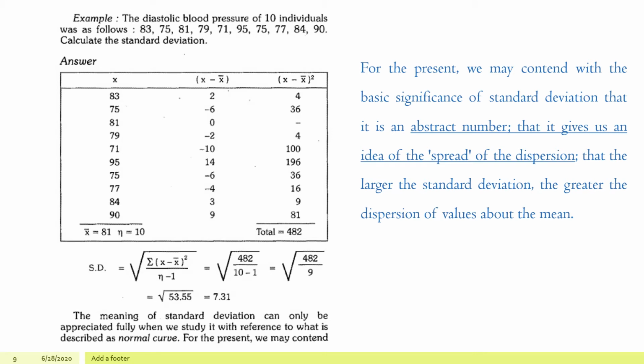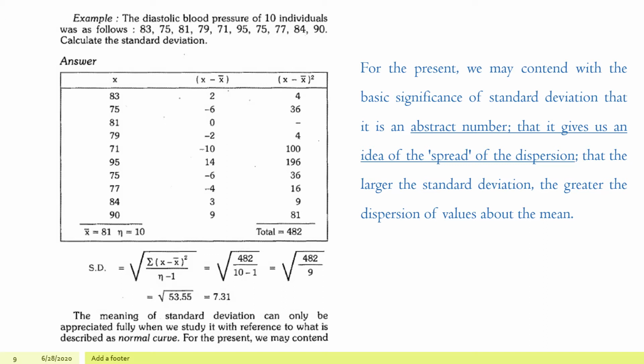For example, this is the diastolic pressure of a person, and these are the deviations. Here we are squaring the deviations. 2 square is 4, 6 square is 36, 0 square is 0, 2 square is 4, 10 square is 100. Like that we are squaring all the deviations, and calculating the total. So we substitute these values into the formula to find the standard deviation, that is the square root of summation (x minus x bar) whole square divided by n minus 1. Here we are taking n minus 1 because the sample size is more.